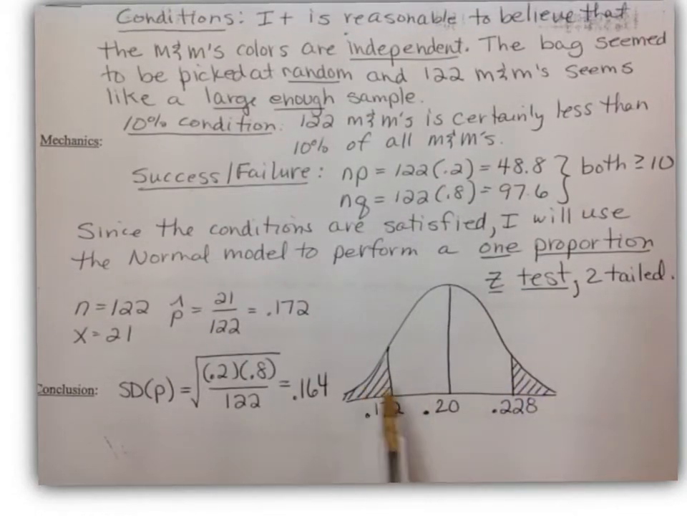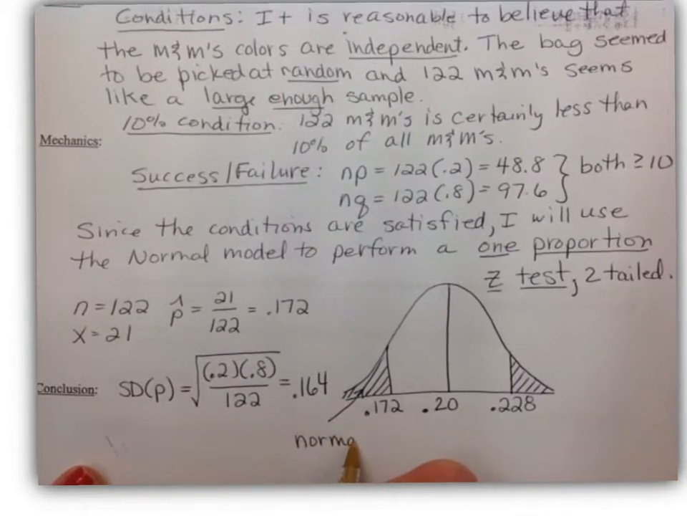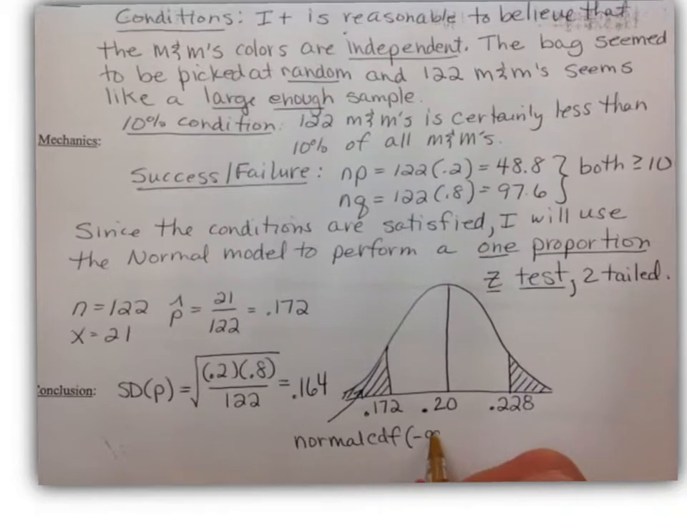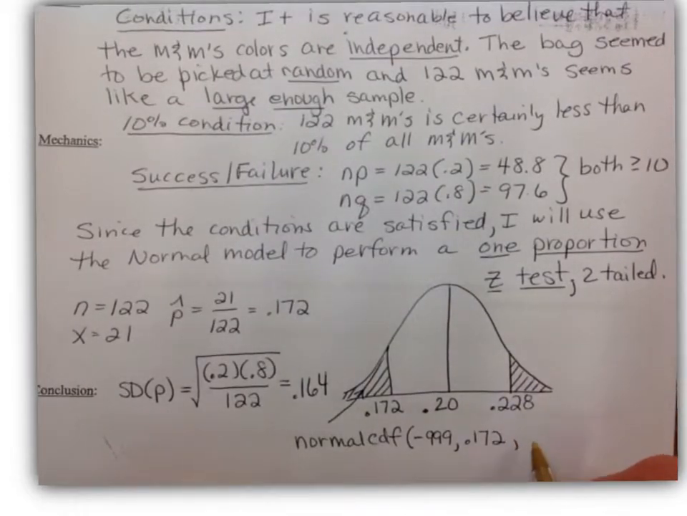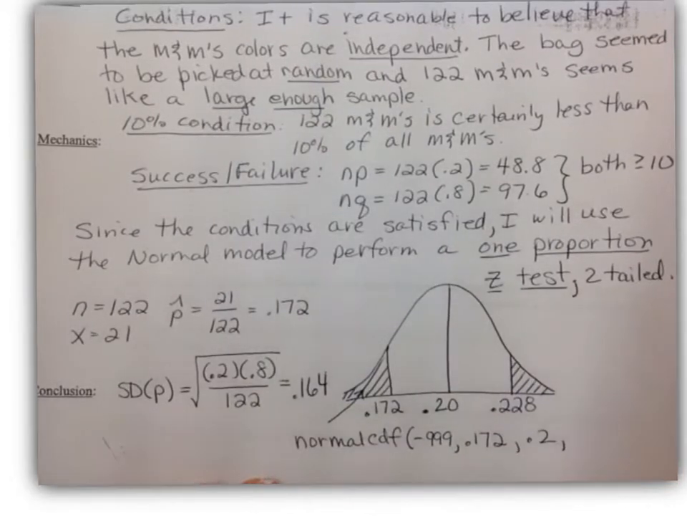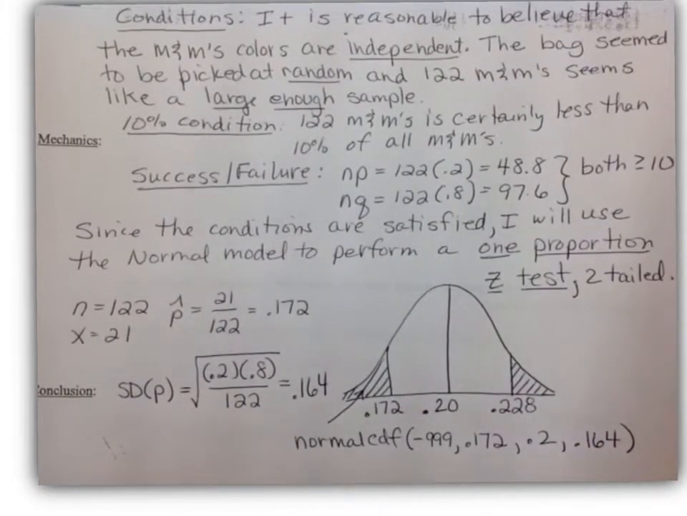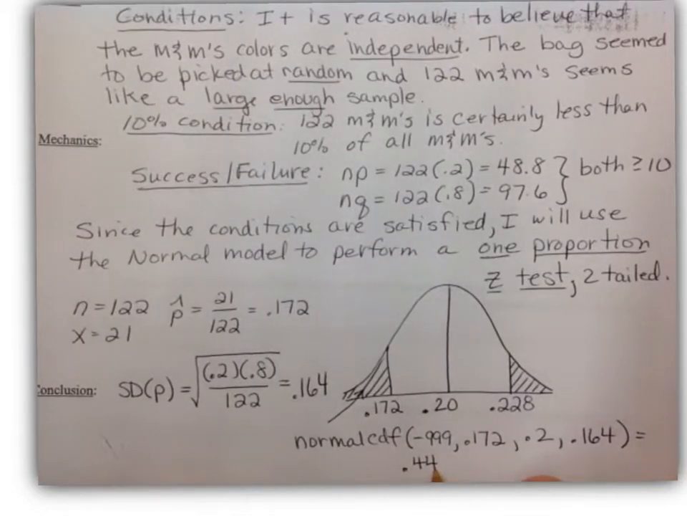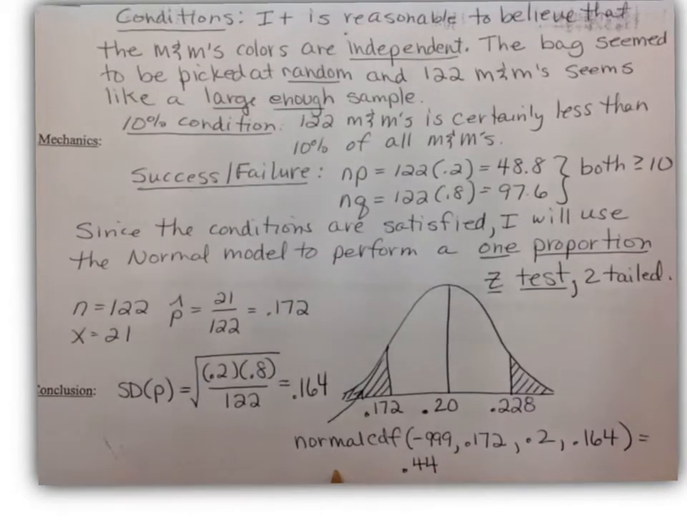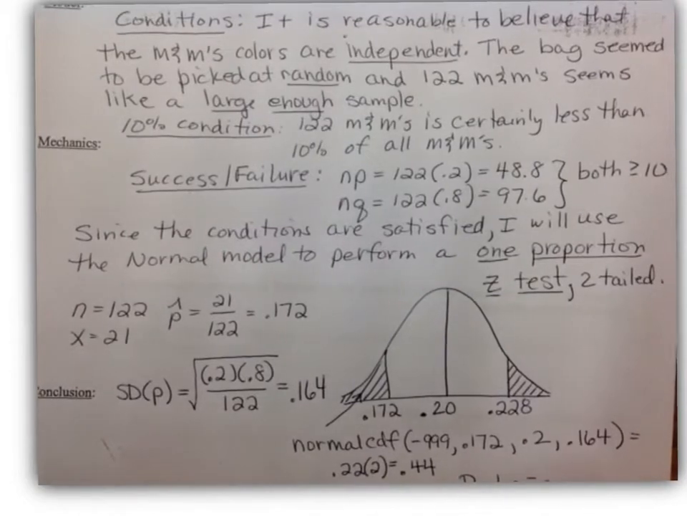Now what we're going to do is calculate one of these two pieces and just double it. So it doesn't matter which one. Let's say we calculate this piece. We have a normal CDF, lower bound negative 999, upper bound 0.172, mean, proportion value is 0.2, and then our standard deviation, 0.164. When you calculate that, that comes out to be, I'm sorry, 0.22. What we're going to do with that then is multiply it by 2, so we have both ends, both pieces. And that means that our p-value equals 0.44.